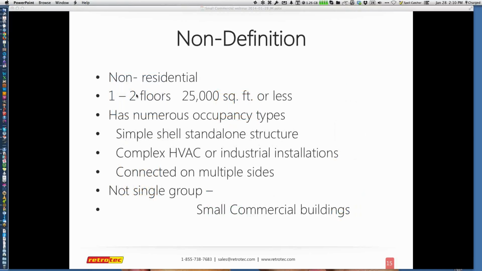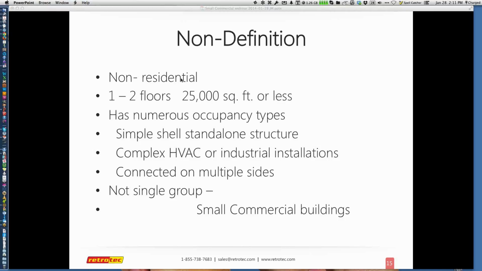So there's kind of a non-definition. It's non-residential. If you're dealing with the code side, it's not the IRC, but the IBC. So it's a building code type of concept. Usually they're between 1 and 2 floors. It doesn't necessarily have to be, but in general, the concepts we'll talk about are usually just a few floors. They're around 2,500 square feet or less. It's almost impossible to describe all the different occupancy types that could be in there.